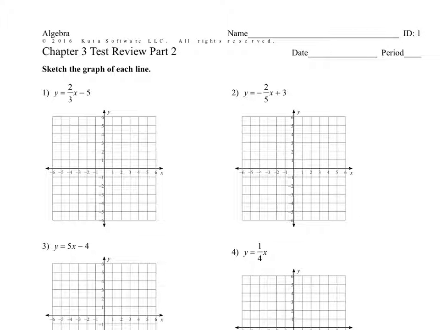Okay, let's start with the graphing here. On the first one, the y-intercept is -5, so we will start down there, and then it says I go up 2 and over 3 from that location, and draw my line. Number 2, we start up here at 3, and then because it's negative, I go down 2 and to the right 5, so it looks like that.